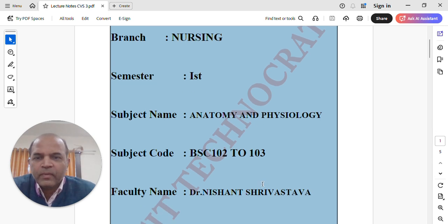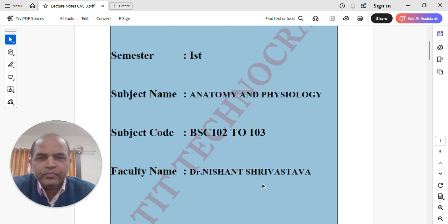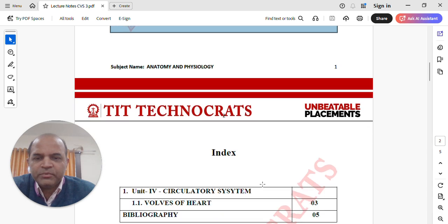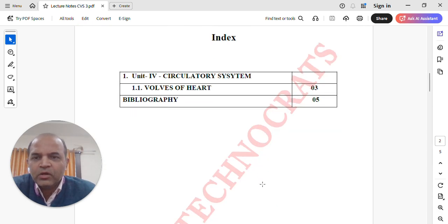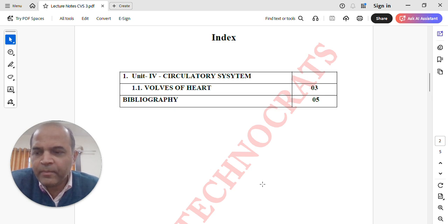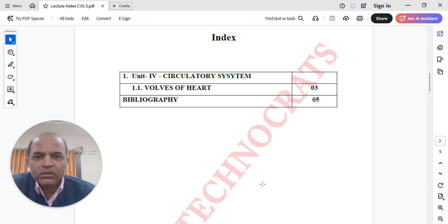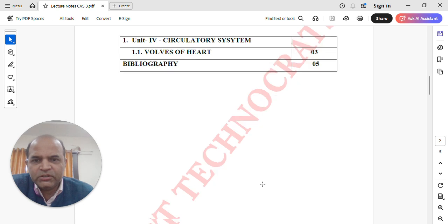Today I teach you anatomy and physiology. The chapter is a continuation of valves of the heart. Before this lecture, you have already learned about the position of the heart, its structure, and heart function. So now we discuss the valves of the heart.